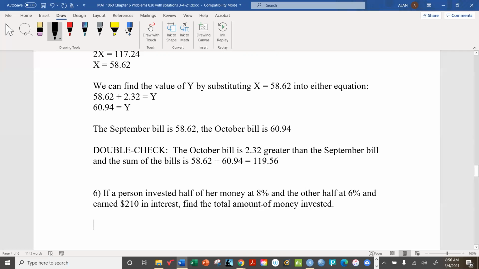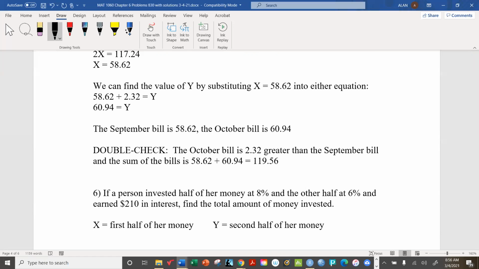Now here it mentions the word interest, so we'll assume that these are two different kinds of bank accounts which provided this kind of interest. Now, what this means is this. If you say that X is the first half of her money, and then Y is the second half.